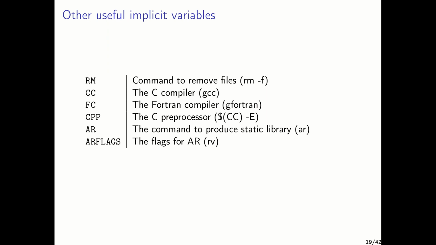So there are other useful implicit variables that I use quite a lot in Makefiles. One is RM, a variable that contains a command to remove files, and is rm -f normally. Use that because at least you're sure that you're using the right options. Then CC is a C compiler, FC is a Fortran compiler, CPP is a C preprocessor, even if you're not going to use it very much. AR is a command to produce static libraries, and ARFLAGS are the flags for AR, that by default is rv.